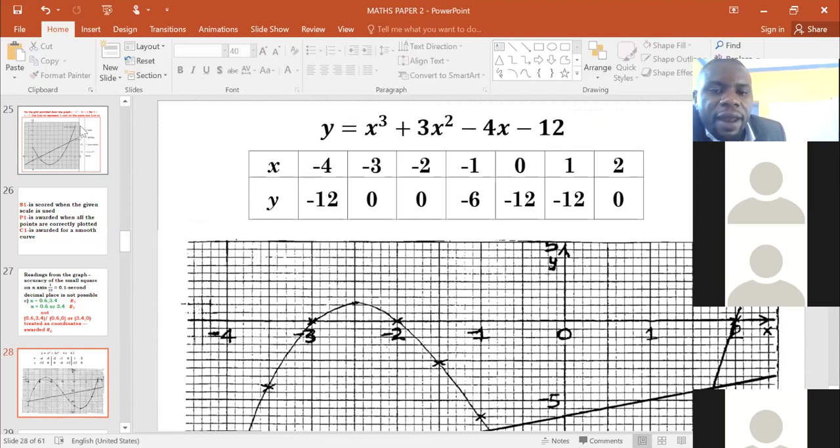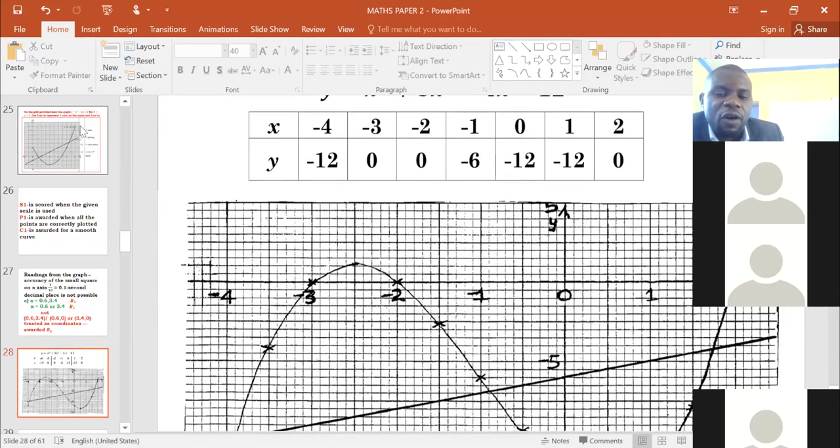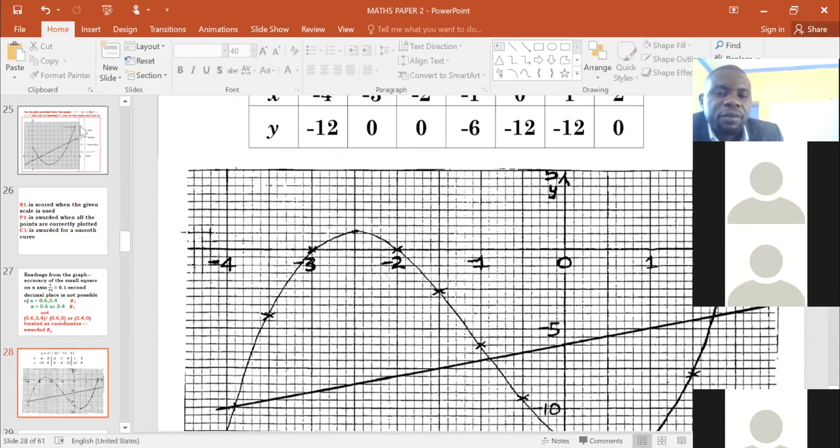And then you go ahead and find the values of y. At -3, you notice the value is 0. And at -2, the value is also 0. At 0, the value is -12. And at 1, the value is -12. Now, I picked that one because of the nature of the curve that is supposed to be drawn there.